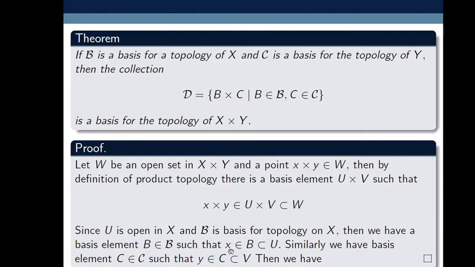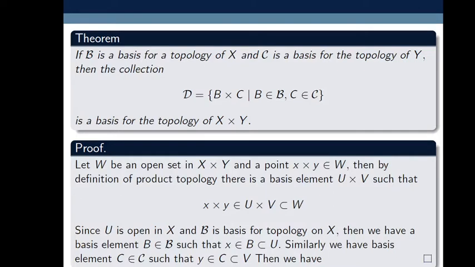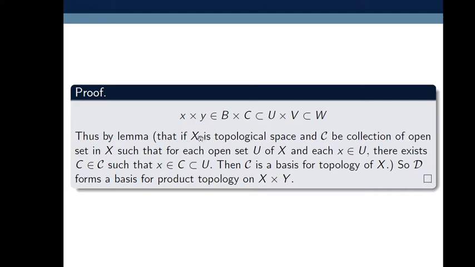So here we obtain these two relations. x belongs to B, B is contained in U, where B is a basis element and U is open in X. And here we also obtained y belongs to C, C is contained in V, where C belongs to script C and V is open in Y. So from these two relations we have the Cartesian product of small x and y, that is (x, y), belongs to the Cartesian product of basis elements, that is B times C, which is contained in U times V, and this U times V is contained in W. So here we obtained (x, y) is contained in B times C, is contained in U times V, is contained in W.